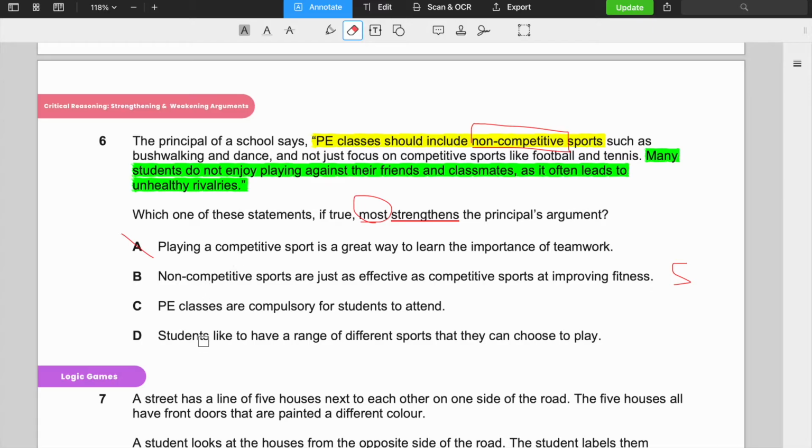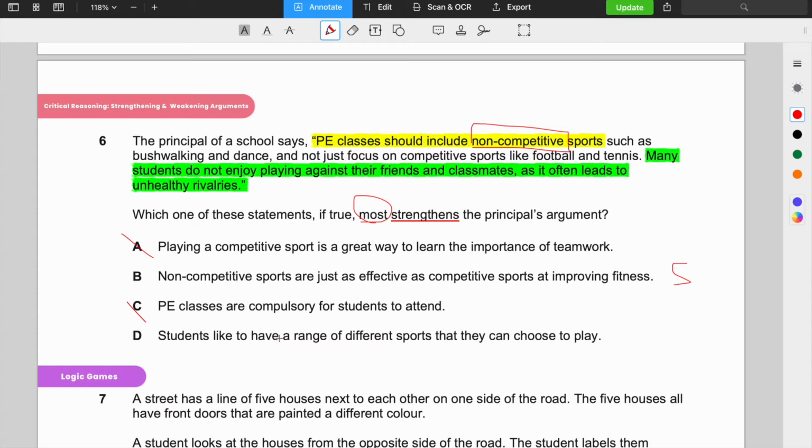If we were to go through C and D, C is not relevant. C is just saying PE classes are compulsory, okay, but it doesn't really differentiate between why we should also include non-competitive sports, right? It doesn't differentiate between competitive versus non-competitive sports and why non-competitive sports may be favourable. So C is doing nothing to strengthen the argument.